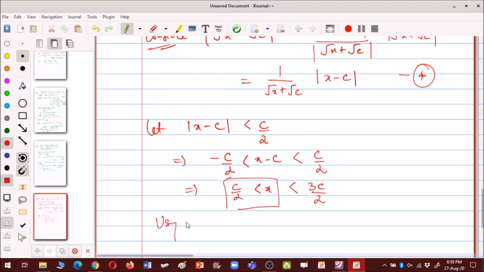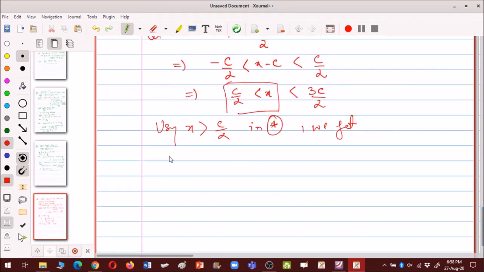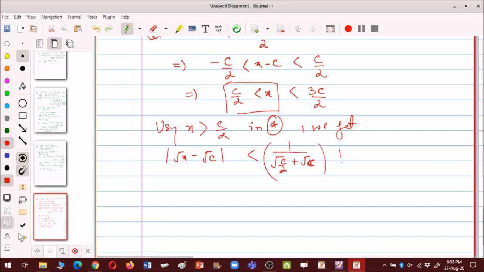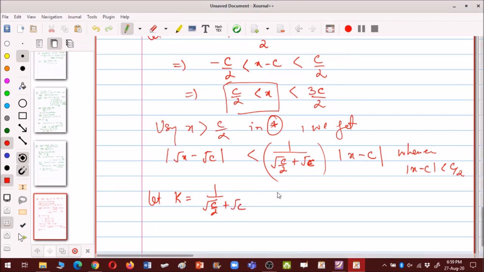So using x greater than c by 2 in star, we get |root x minus root c| is less than 1 by (root of c by 2 plus root c) times |x minus c|. This is true whenever |x minus c| is less than c by 2. Now let k equal to 1 by (root of c by 2 plus root c), and delta equal to epsilon by k.